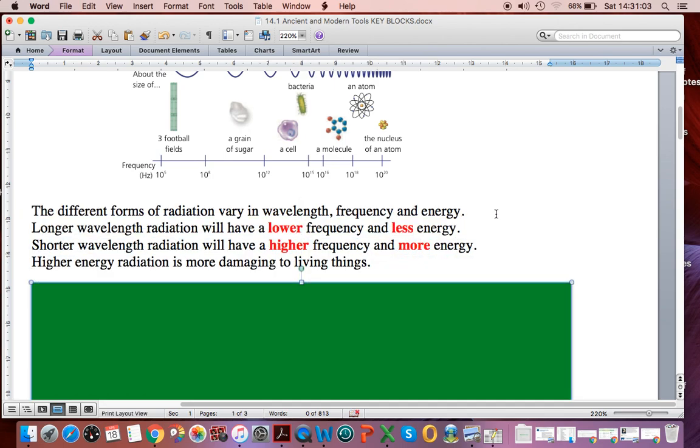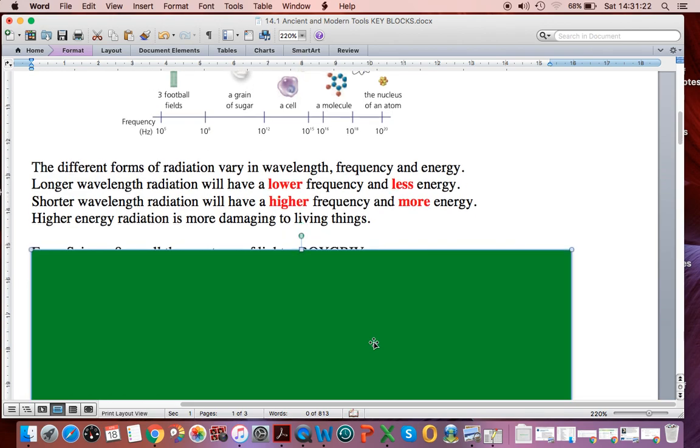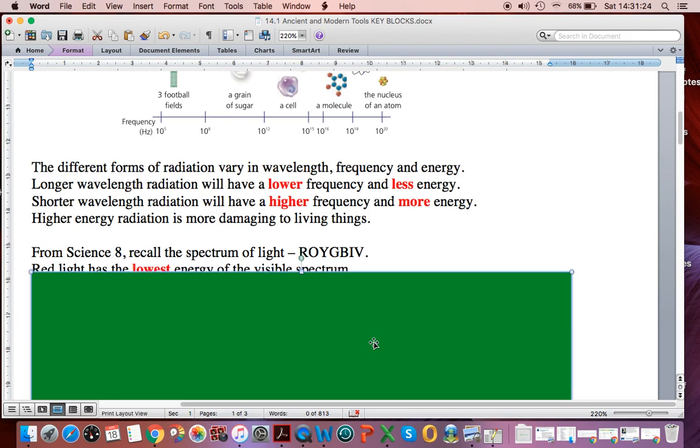So, friendly reminder of what I just said. If you have a longer wavelength, that'll have a lower frequency, less energy. Shorter wavelength will have higher frequency, higher energy. So in the chart above, the longer wavelength radio waves are on the left, and as you go to the right, you get the higher energy on the right, the X-rays and gamma rays. Not surprisingly, higher energy, more damaging.